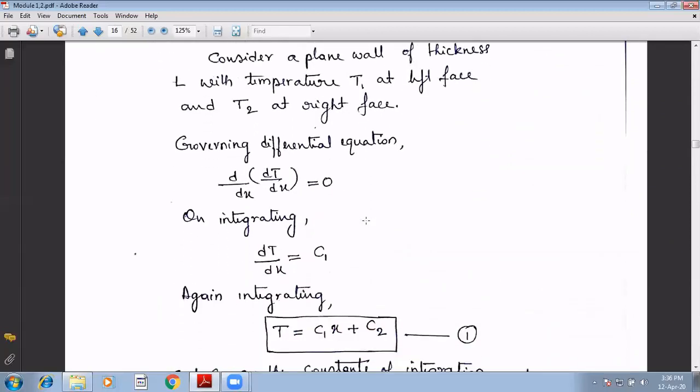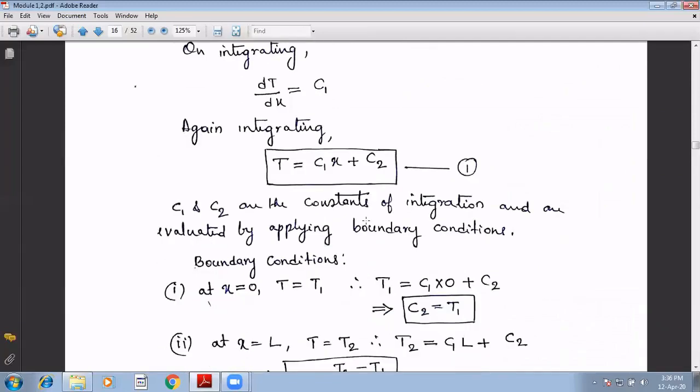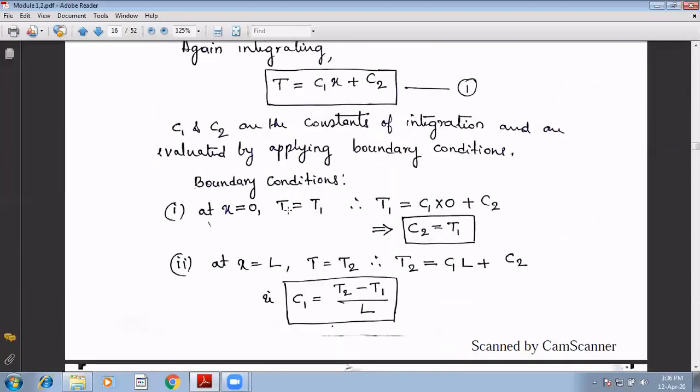Now we have assumed at x equals 0, temperature is T1, and at x equals L, temperature is T2. Your temperature in terms of unknown constants is T equals C1x plus C2. After applying the boundary conditions, we get the values of C1 and C2. C2 is nothing but T1 and C1 is nothing but T2 minus T1 divided by L. Now, put C2 and C1 in the T equation.